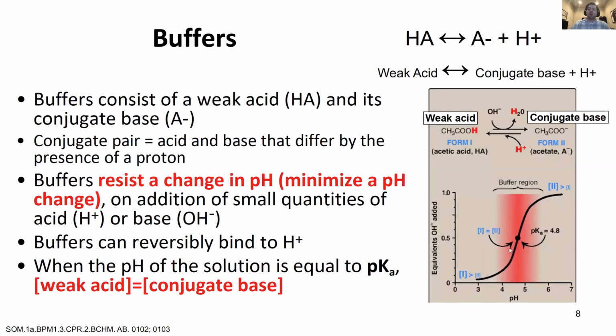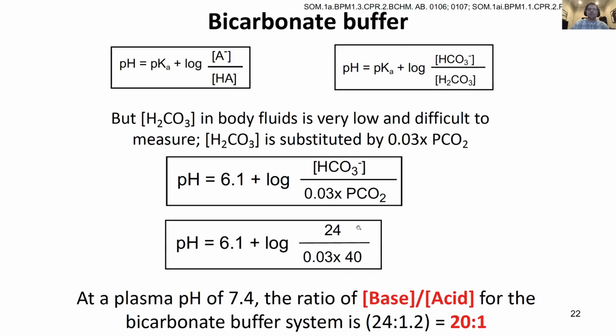Buffers are used in the body, primarily bicarbonate, which is going to be the major buffer. But you don't really need to know too much about that. That was more of FTM stuff. But one thing you do need to know is that the bicarbonate ratio is 20:1. I do remember them asking something about that. That's the bicarbonate buffer system in the body.